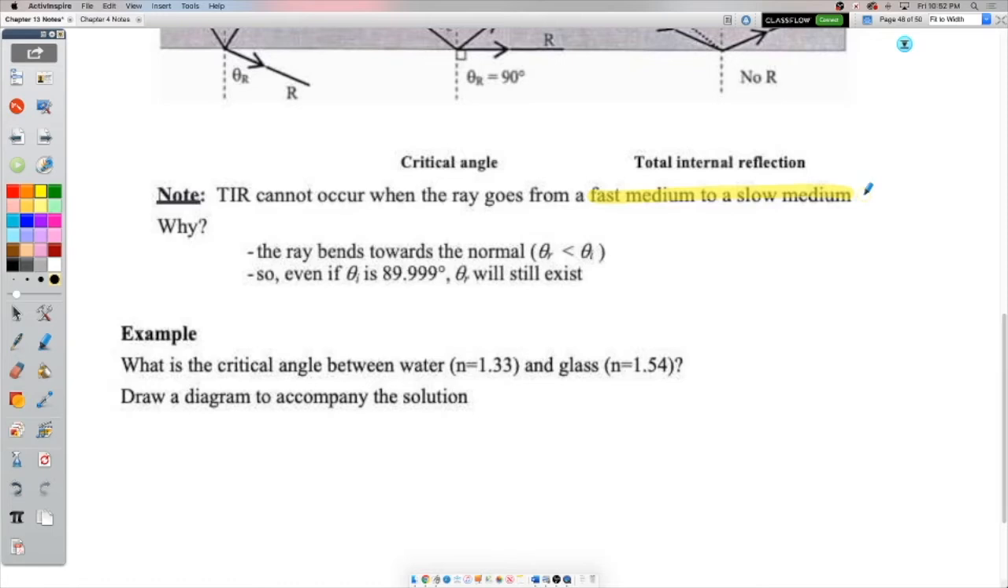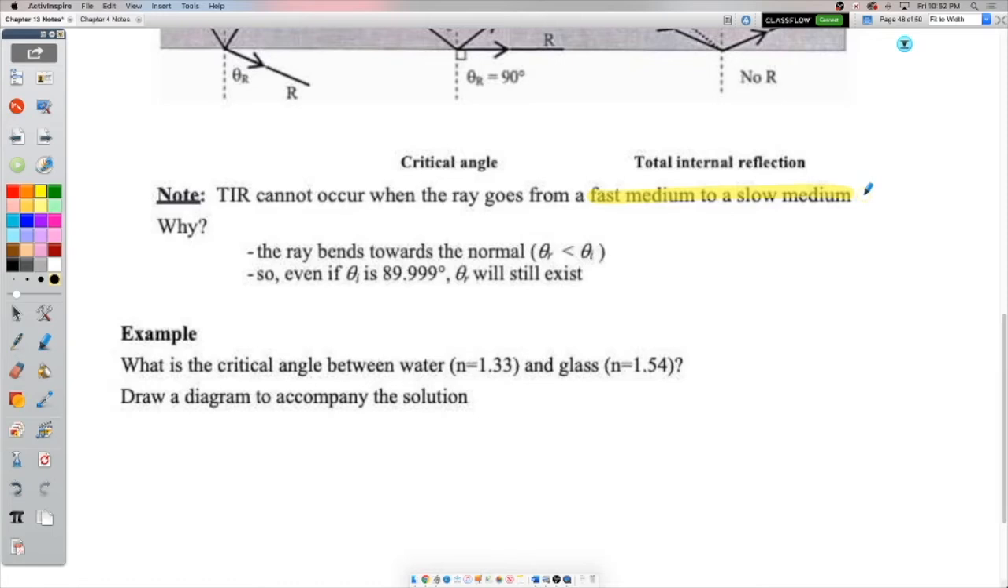Let's think about that. When we were going from water to air, it was bending away from the normal, right? So theta R, the refracted angle, was getting bigger and bigger until it hit 90, and at that point, there's no more light leaving. However, when it goes from a fast medium to a slow medium, it bends towards the normal. When light gets slowed down, it bends towards the normal.